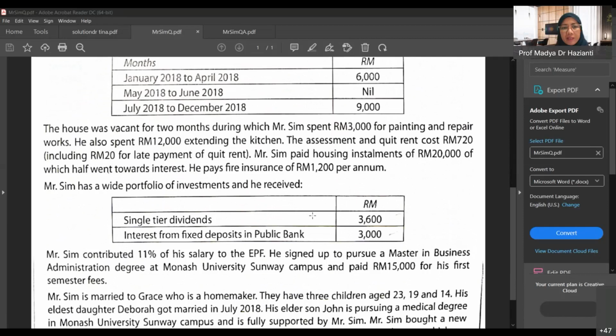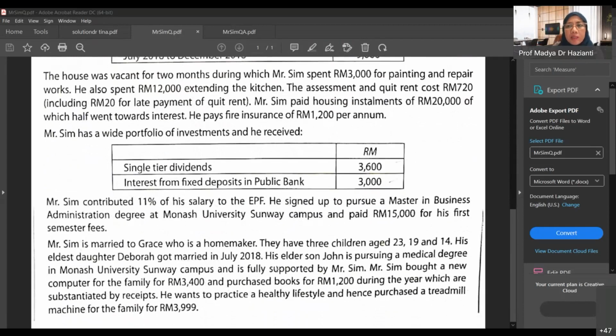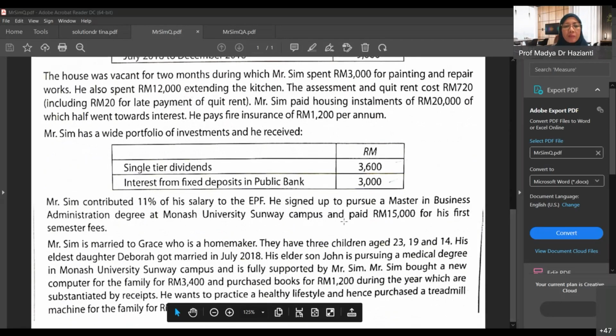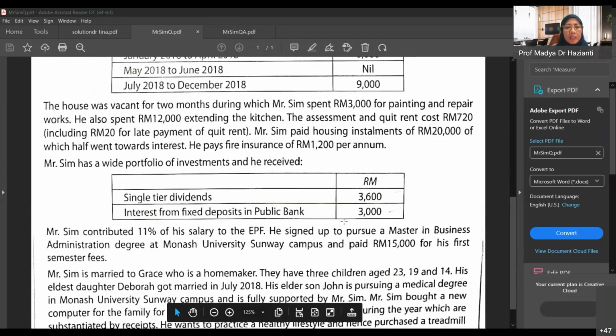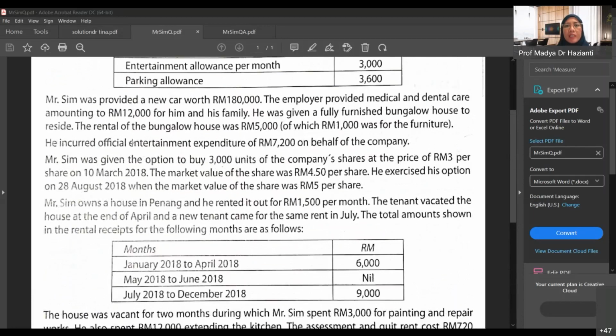Single tier dividends, 3,600. Interest from fixed deposit in public bank, 3,000. And you know both of these are exempted. Okay, the lower part I want you to just ignore, because we can use the same question for the next topic. From the bottom here, salary, EPF, master's fees, marriage and children, buying books, all that is deductions. We have not reached there yet, so you will stop until here, his non-business income. But now I want you to try to calculate his employment income first.